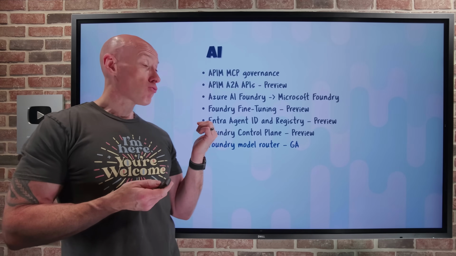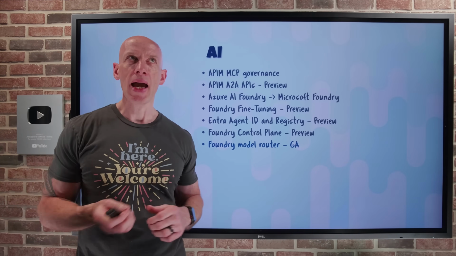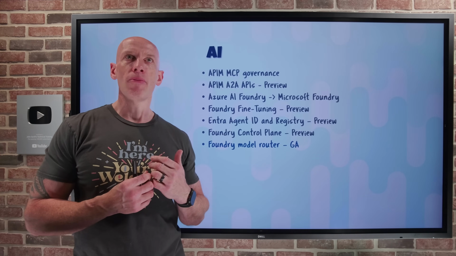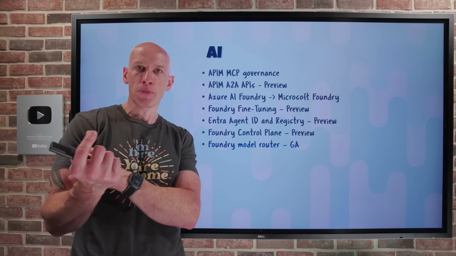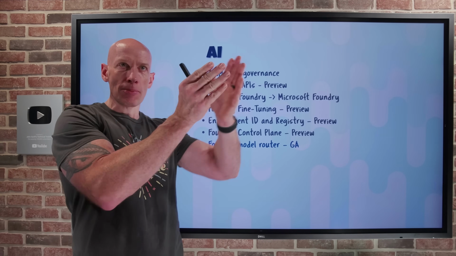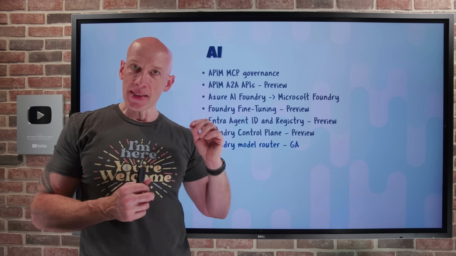The Foundry model router has gone GA. Different models have different benefits. Some of them are better at reasoning. Some of them, for a simpler task, are better from a cost perspective. And so ordinarily, I, as the app writer, would have to have lots of model instances and then make decisions of where to send it. So what this does is remove all of that.